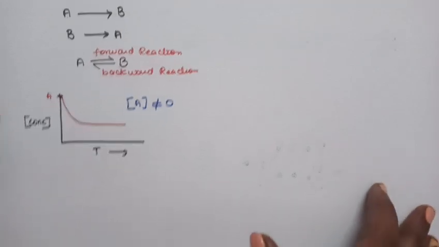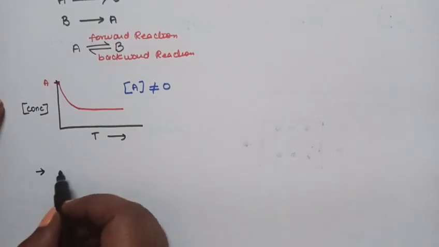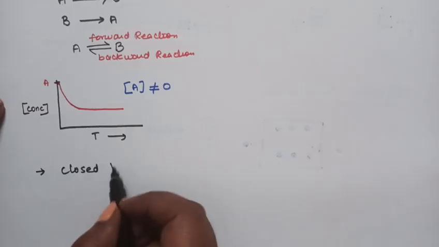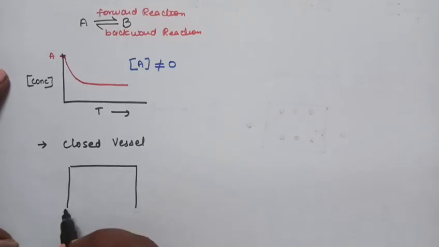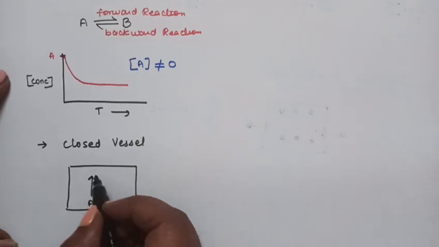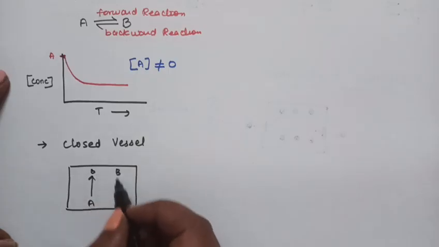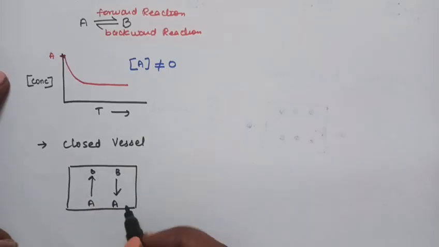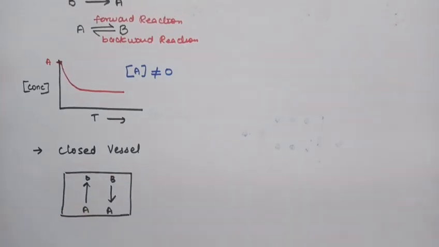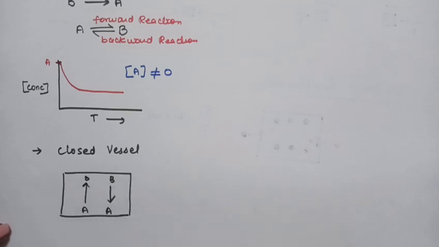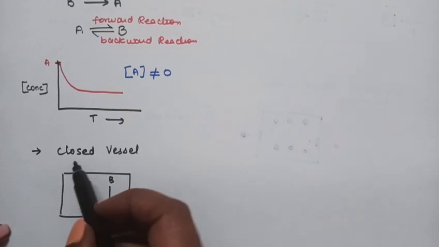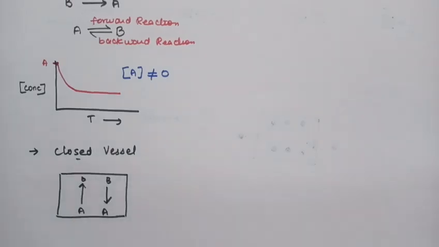And the next point is, reversible reaction always takes place in a closed vessel. So let us take a closed vessel. Here A will convert to product B. So B will again convert back to reactant. So a reversible reaction can take place only in a closed vessel. If it is an open vessel, then the product will escape. So again the backward reaction will not take place. That is why it should take place in a closed vessel.